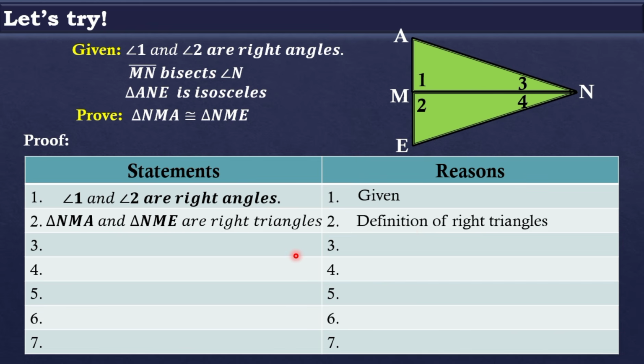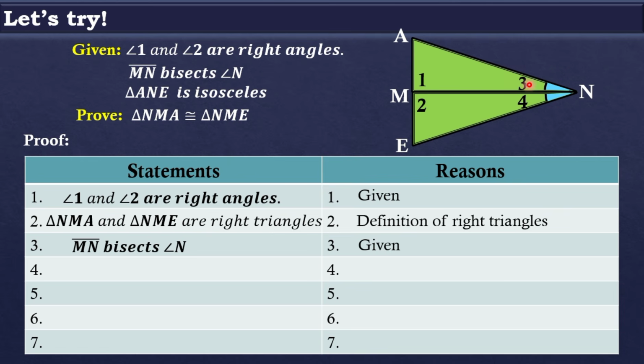And then we have segment MN bisects angle N. So, that is your given. Now, we have here the word bisect. So, pag sinabi nating bisect, kagaya nga ng sinabi ko, hinahati niya into 2 congruent parts. Okay? So, si MN daw, etong MN mo, binisect niya, hinati niya raw si angle N. Ito yung angle N.